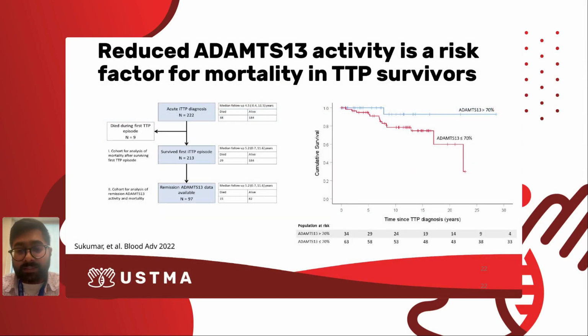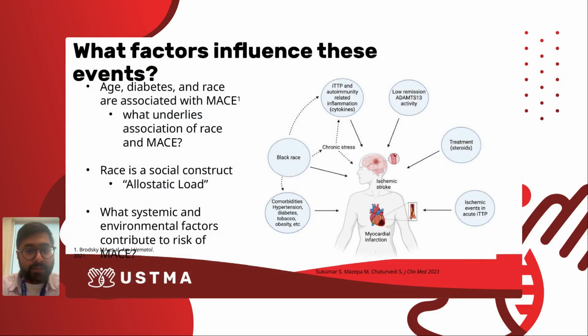When we look again at this ADAMTS13 cutoff of 70%, we see a separation of the curves. However, the number of patients who experienced mortality in follow-up was fortunately small, and so this didn't reach statistical significance. So what are some factors that may influence these different types of events? We know that age, diabetes, and race are associated with the development of major adverse cardiovascular events, but this is likely multifactorial. And even things like race, we have to understand, is a social construct and may only reflect underlying inflammatory or other changes due to chronic stress that may be occurring.